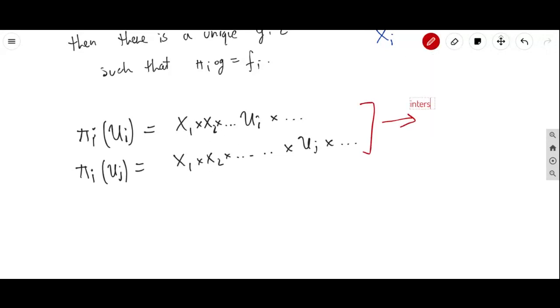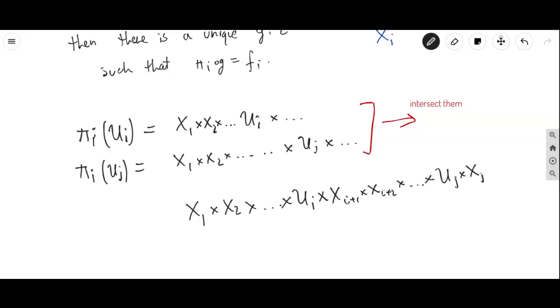So now you intersect them, and the intersection is going to go like this. You're going to have x1 times x2, and then somewhere you're going to have ui, and then you're going to have, let's say, xi+1 times xi+2 times, and then somewhere else you're going to have uj, and then you have xj+1, and so on. So you can see that when you intersect them, in the ith position and in the jth position they're going to be open sets, but everywhere else they're the entire space.